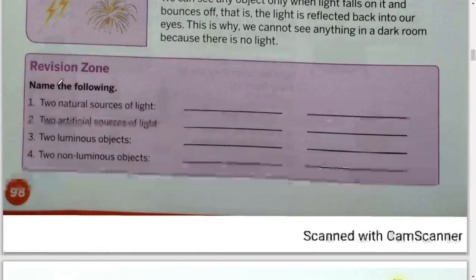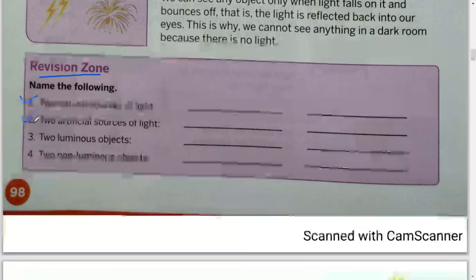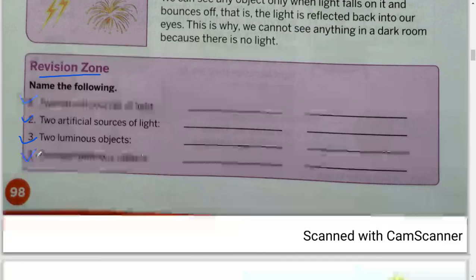Revision zone. Name the following. 1. Two natural sources of light. 2. Artificial sources of light. 3. Two luminous objects. 4. Two non-luminous objects.